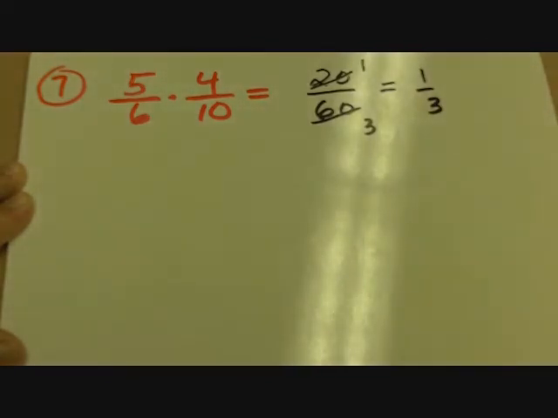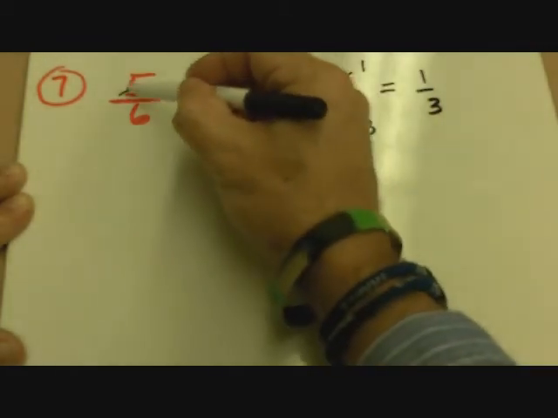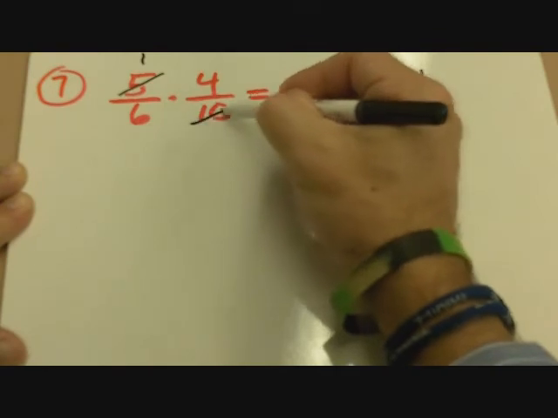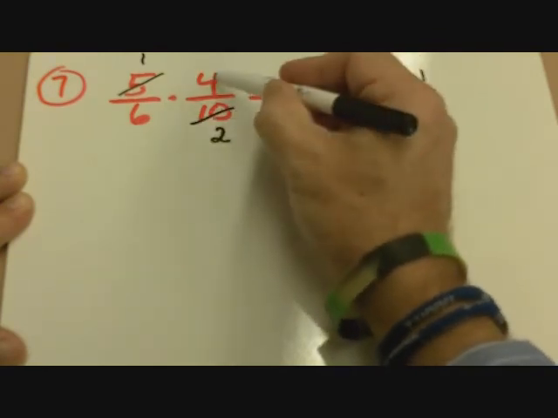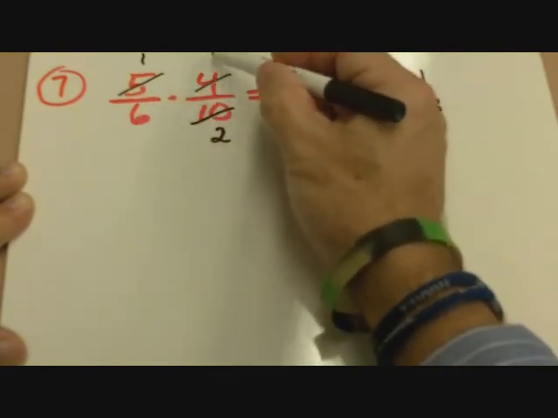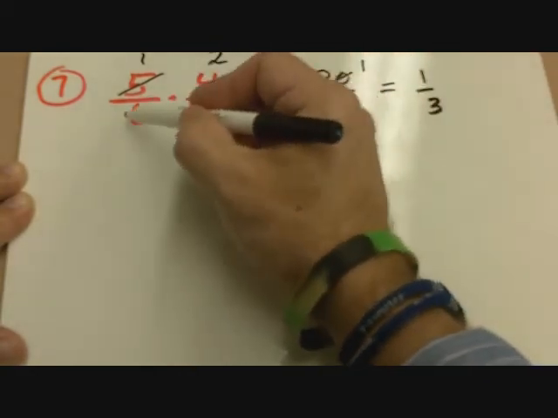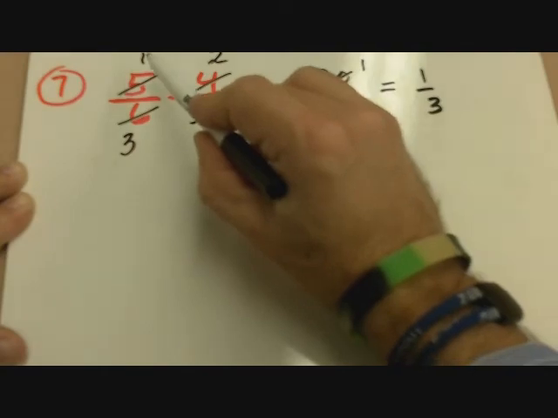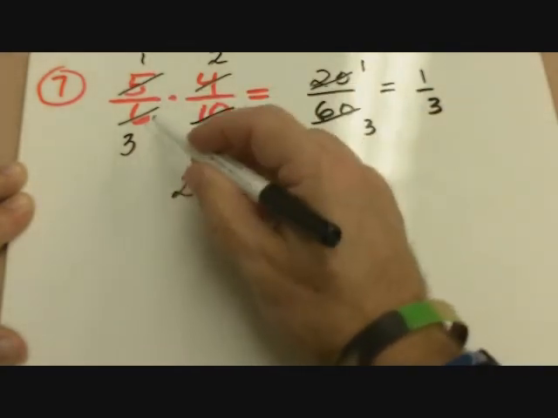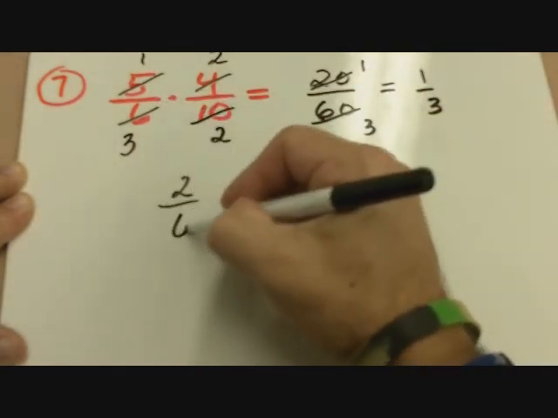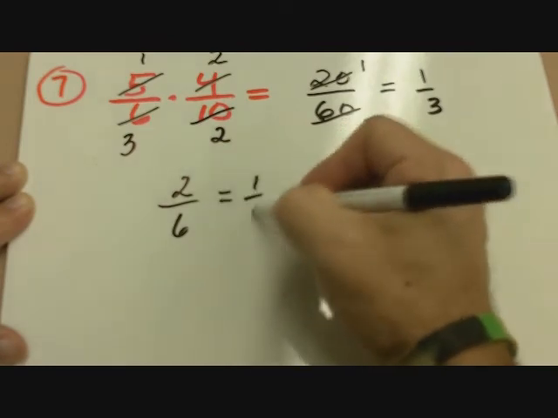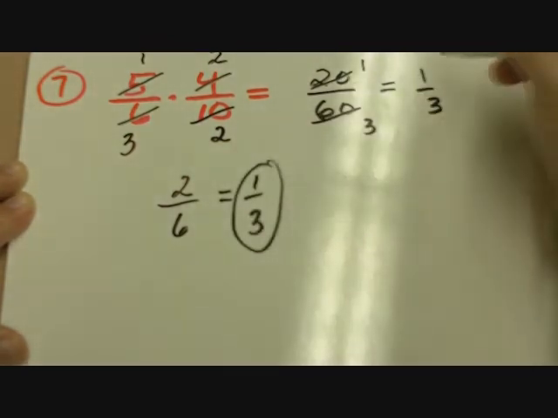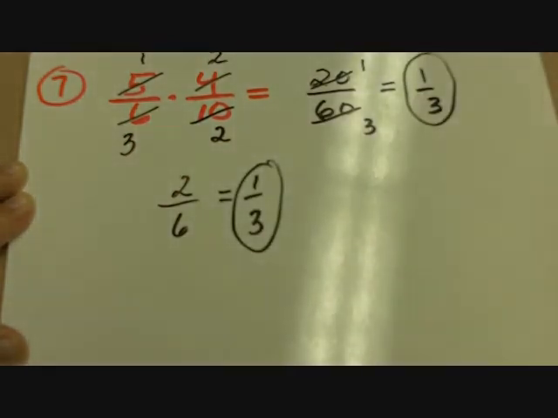If you like to do it another way, you can start by reducing the problem before you multiply. That would look like this. 5 goes into 5 once and into 10 twice. You could say 4 and 6 have a common factor of 2, which goes in twice and 3 times. So if I did that at the beginning, I would have 1 times 2, which is 2, and 3 times 2, which is 6, and that would be a somewhat easier one to reduce. But either way you do the problem, you get the same answer.